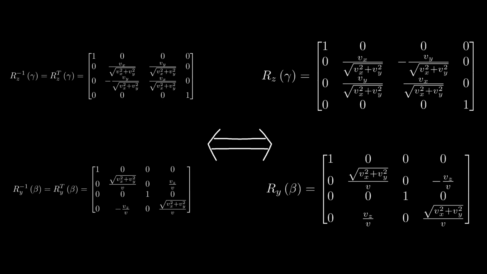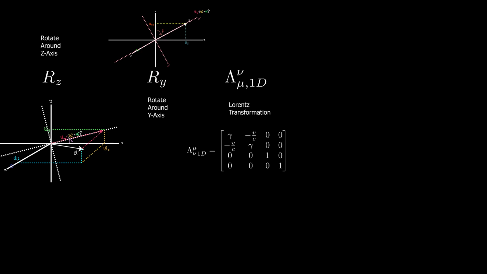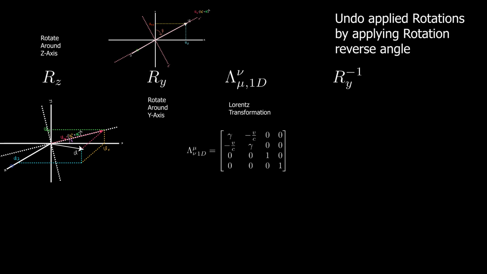Now let's examine in which order we must multiply the matrices. We first rotated around the z-axis, so we write the RZ rotation matrix first. Then we rotated around the y-axis, so we multiply by RY. After the velocity vector becomes 1D along the x-axis, we apply the Lorentz transformation matrix. Then we undo the rotations in reverse order. First apply the inverse of the last rotation, RY inverse, then the inverse of the first rotation, RZ inverse. At the end of these steps, we obtain the general Lorentz transformation.